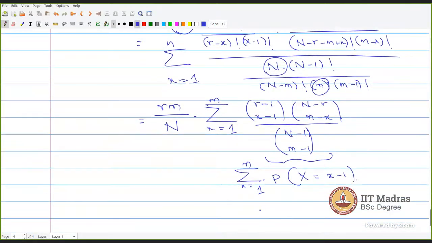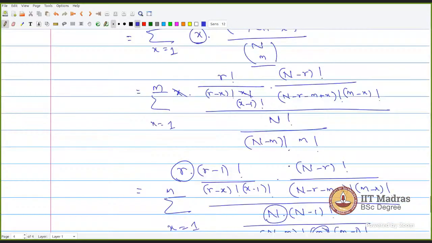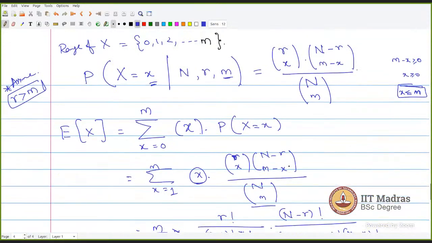So if you see here, this is rm by n multiplied by probability that x takes 0 plus probability that x takes 1, x takes 2, x takes 3, and so on, probability that x takes m minus 1. So if you add up all these probabilities, we should get 1, right? Probability that x takes 0 has some value, probability of x takes 1 has some value, probability of x takes 2 has some value. Likewise, probability that x takes m minus 1 will have some value.